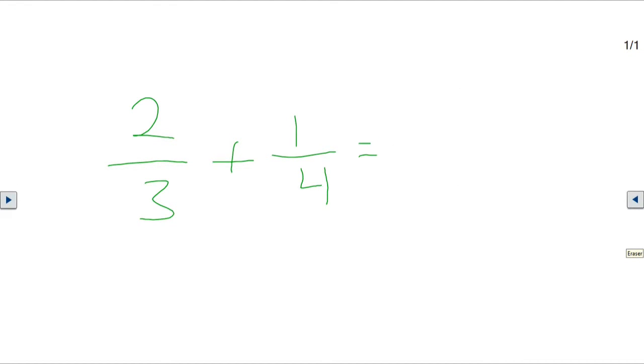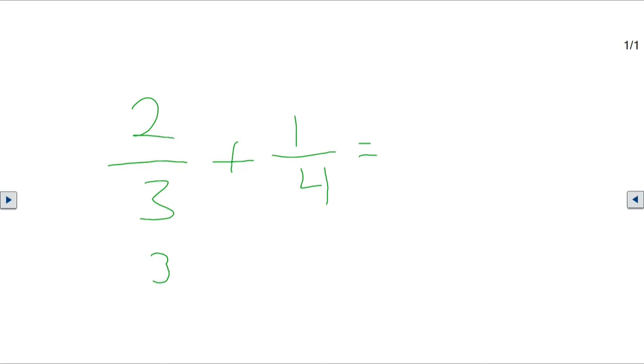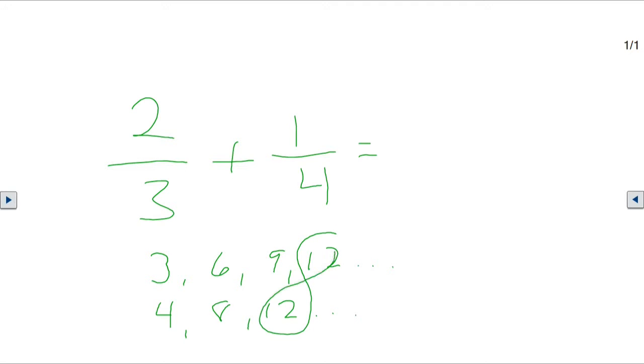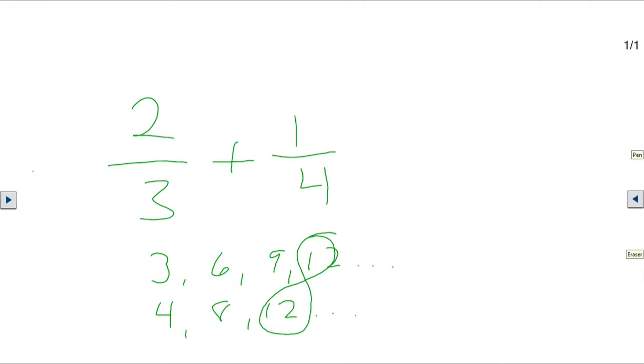So, thirds and fourths, right? Again, we talked about the idea of the least common multiple or the least common denominator, right? If I think of the multiples of 3, like I said before, 3, 6, 9, 12, and so on. Multiples of 4: 4, 8, 12, and so on. We can see that the smallest one they have in common is 12. Okay, so we're going to use that as our least common denominator, right? So which means what I want to do is take these fractions and change them into 12ths.